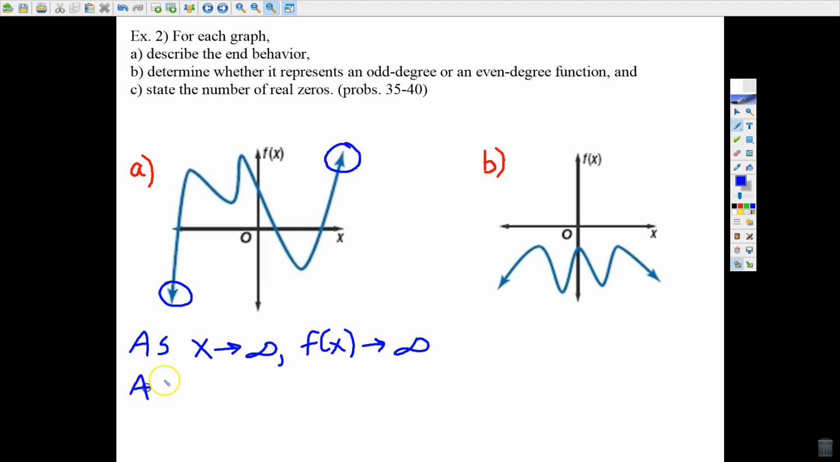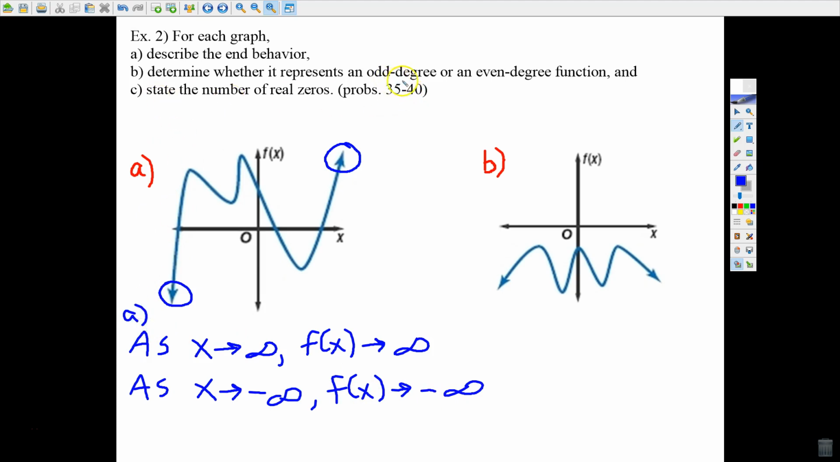And now don't forget, you also need to describe the left end. As I go to the left, okay, so now I'm describing the left end. So as I move to the left, that's what this is saying. Now the function is going down, or in other words, it's approaching negative infinity. So as I move to the right, the function is going up. As I move to the left, the function is going down. Okay, that will be my answer for part A.